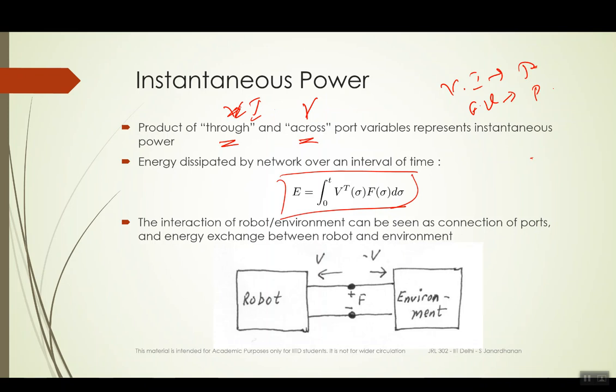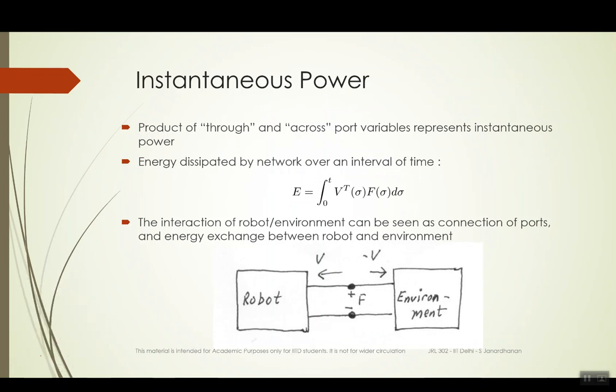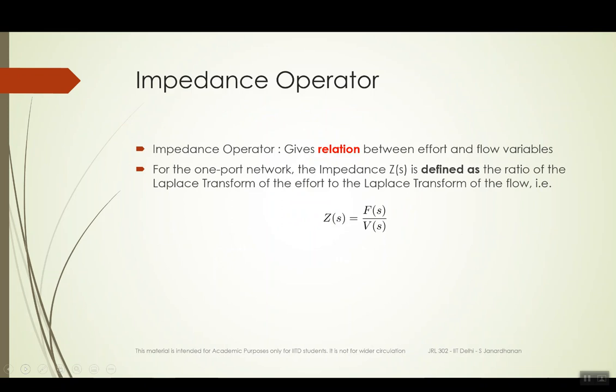Now the interaction between the robot and the environment can be seen as a connection of these two one port networks, and in a sense the energy exchange between these two networks is also the energy exchange between the robot and the environment. Now you have something called an impedance operator, which gives a relationship between the effort and the flow variable.